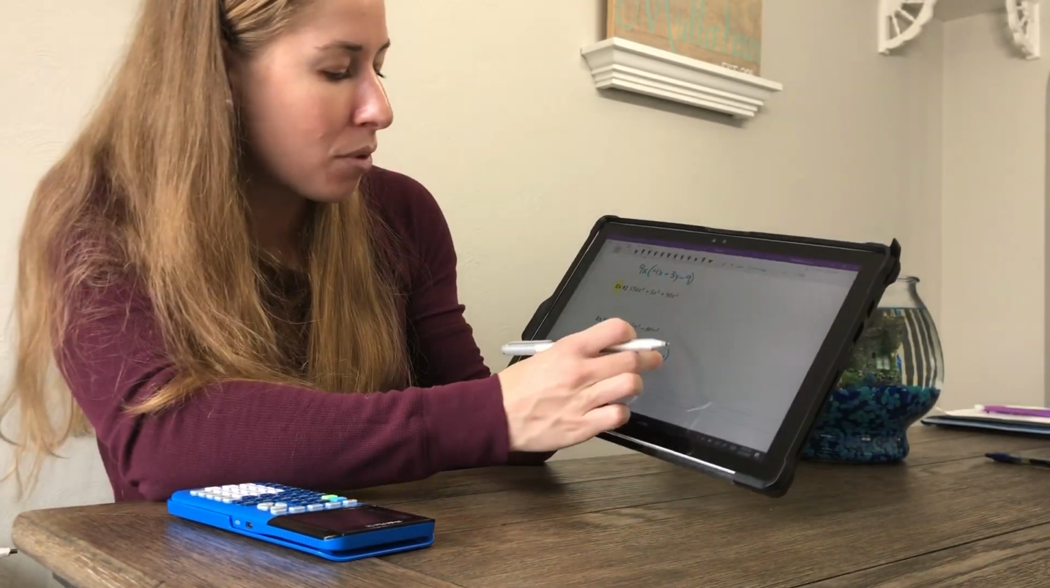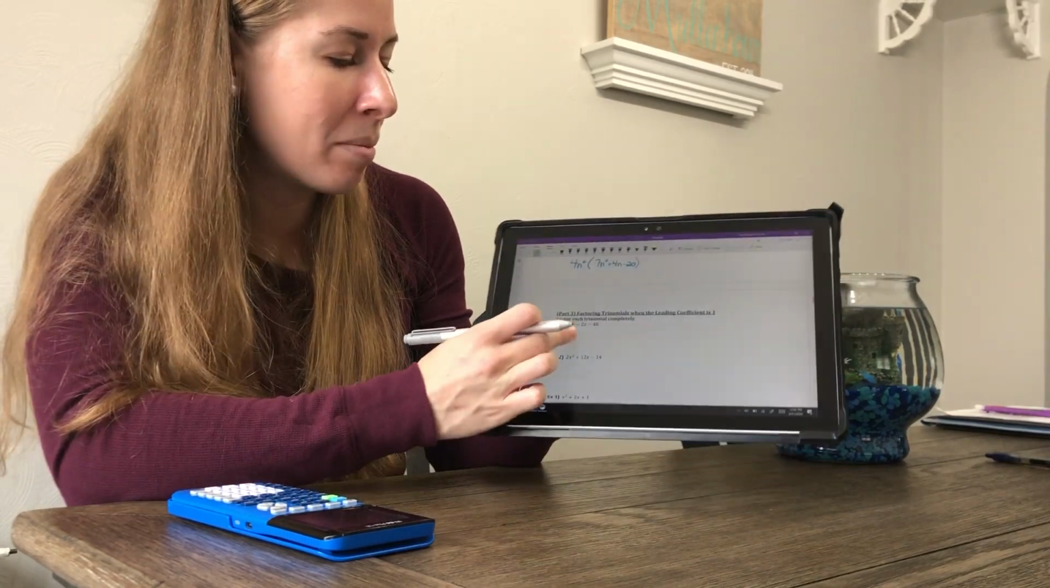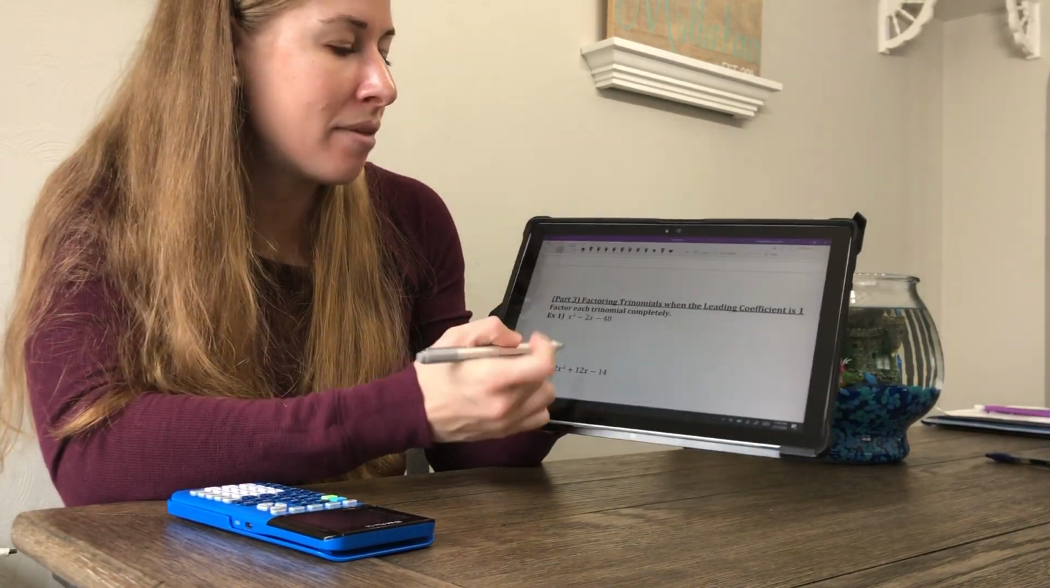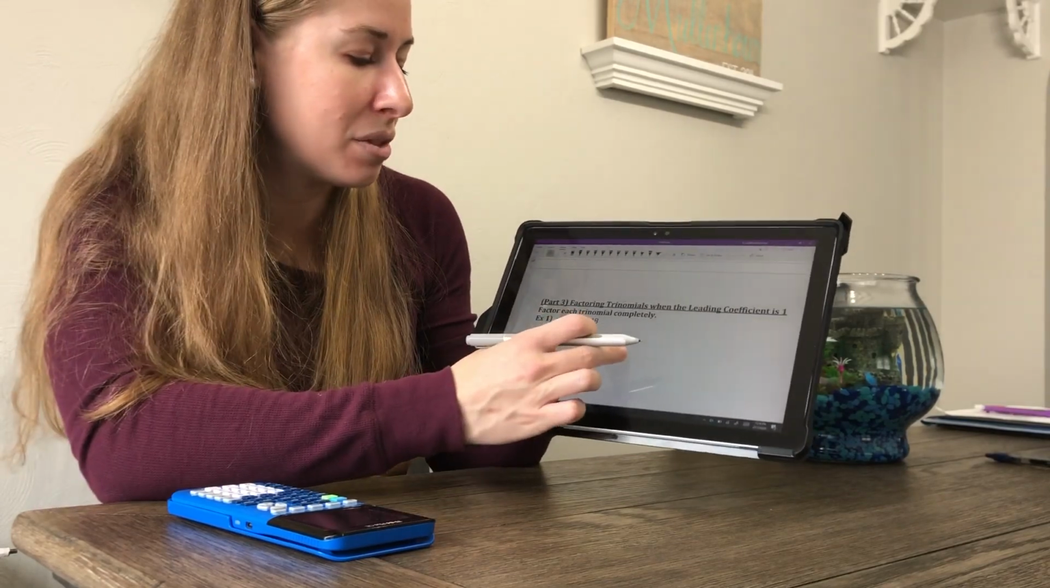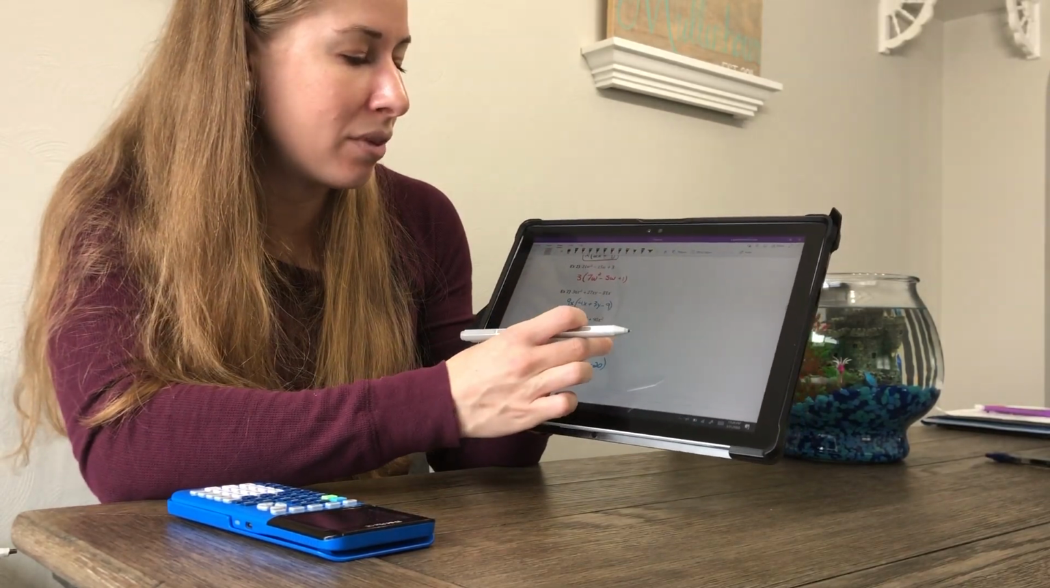You're doing example 4 on your own, and then when we come back, the next lesson will be part 3. Factoring trinomials when your leading coefficient is 1. All right, so hopefully that made sense.